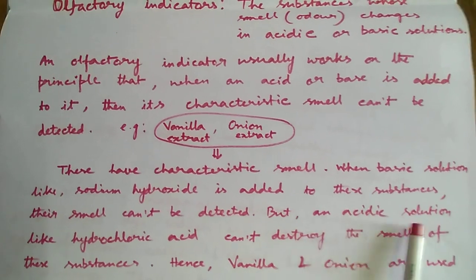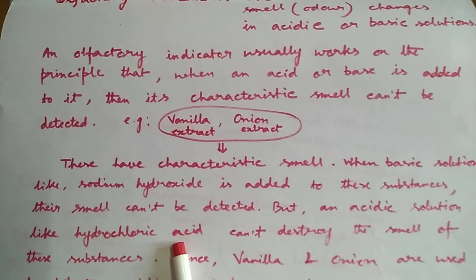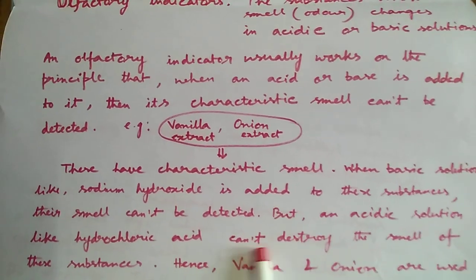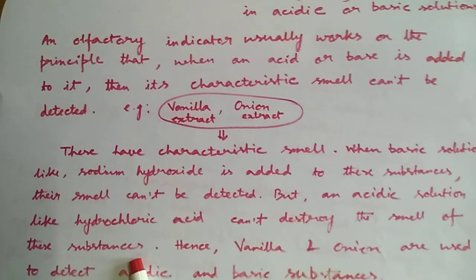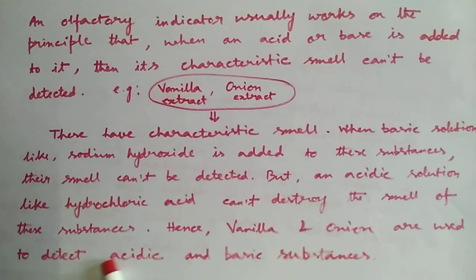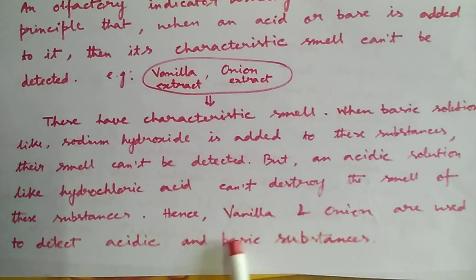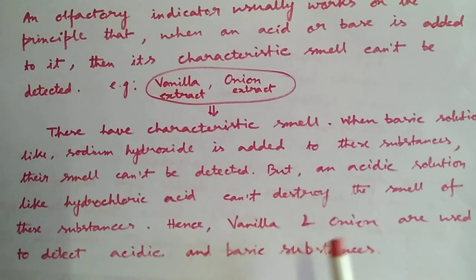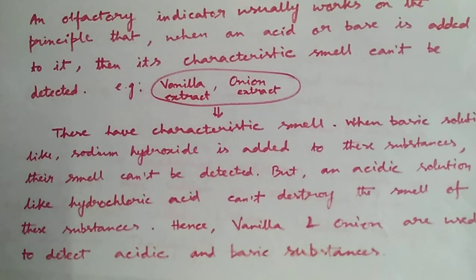But an acidic solution like hydrochloric acid, not only that, any other acid also you can consider, cannot destroy the smell of these substances. Hence, vanilla and onion are used to detect the acidic and basic behavior of substances. I will continue the next part in the next class.